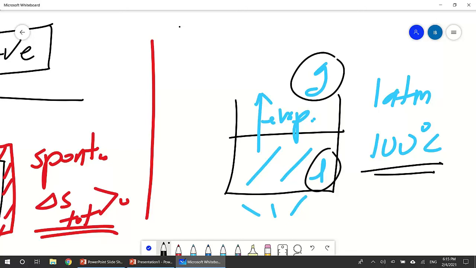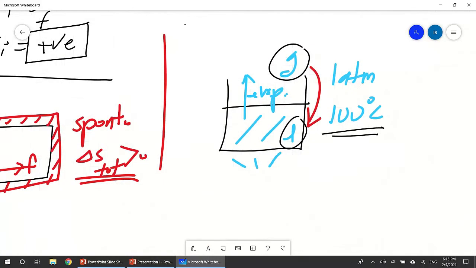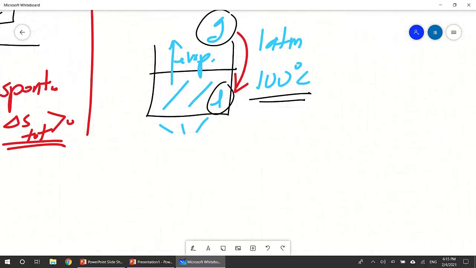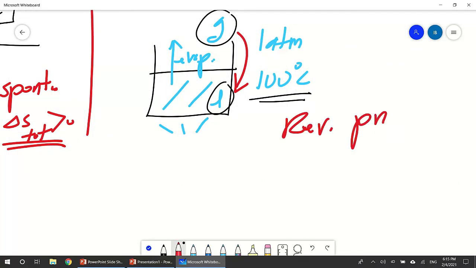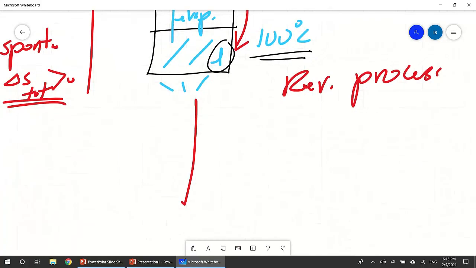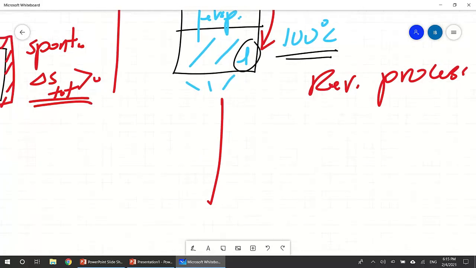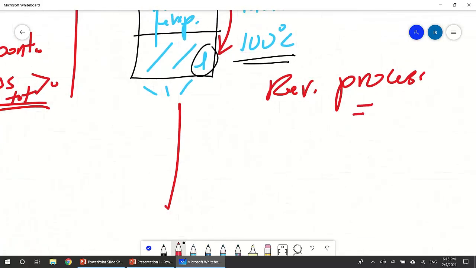This is what reversible means. The word reversible comes from the fact that when the gas goes back into liquid, this also happens at the same temperature. It's 100 degrees. So evaporation and condensation take place at the same temperature. In this case, we say this is a reversible process. You can think about the word reversible as equal to slow. If the process happens slowly, then it will be reversible.